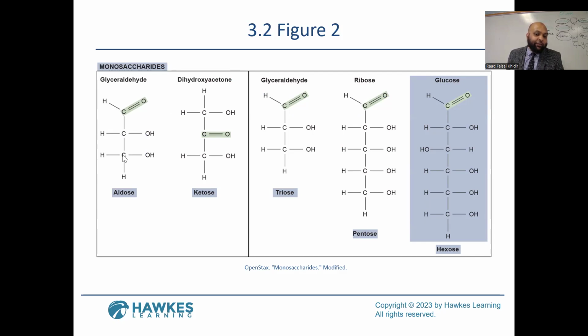But in aldose, the left arm has a carbon, the right has a hydrogen. This is the aldehyde. This is the carbonyl. The left arm for the carbonyl has a carbon, the right arm has a hydrogen. But in the ketone, the right arm has a carbon, the left arm has a carbon. Both arms are bonded with carbon. That's the ketone. So if a sugar is a ketose, it's gotta have a ketone. If a sugar is an aldose, it's gotta have a carbon and a hydrogen. Very good.